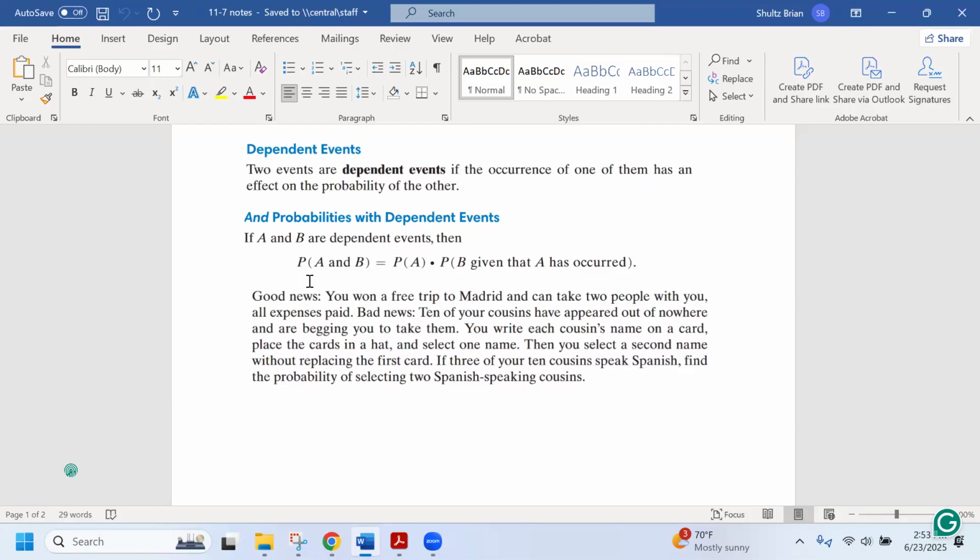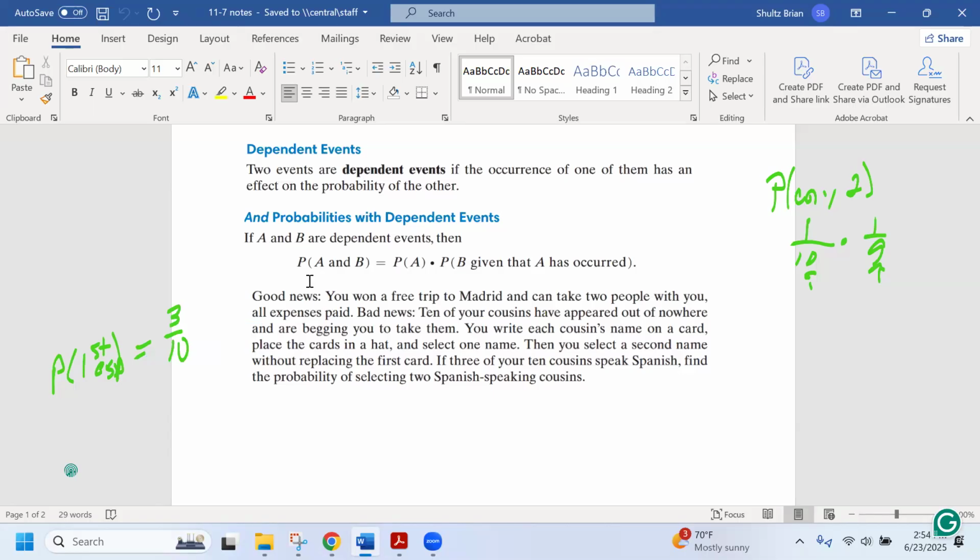Okay, this one is a little bit trickier than the other, because if I was just talking about the probability of any 2, it would be 1 over 10 and 1 over 9, because there's 10 that you can choose on the first one and 9 that you can choose on the second one. But since we're talking about 2 things that are happening, the first one and the second one are dependent upon each other. So the probability of the first being Spanish, well, how many Spanish speakers are there? There's 3. The probability of the first one being a Spanish speaker is 3 out of 10. Once that person is chosen, it affects the probability of the second one.